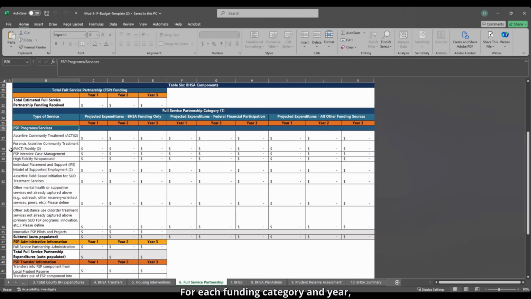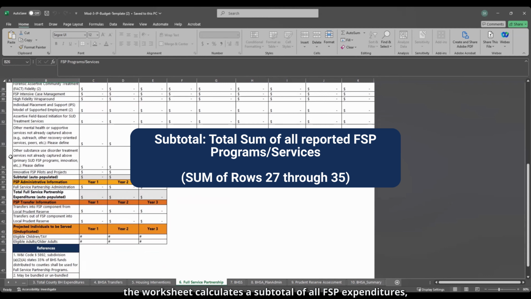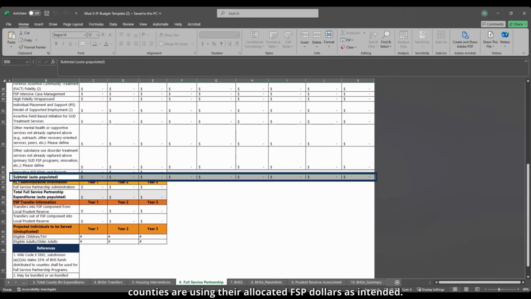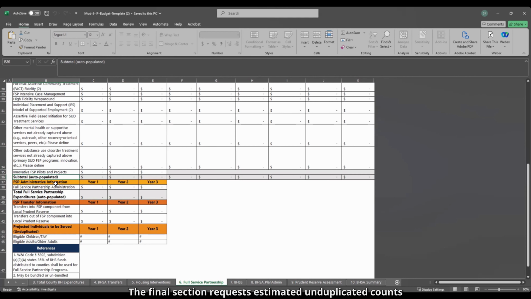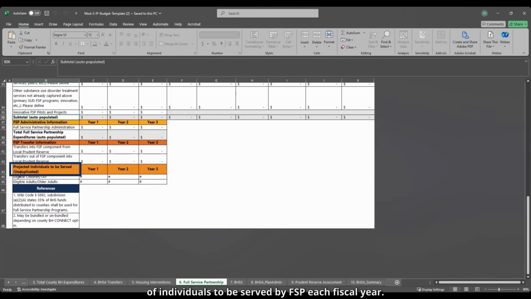For each funding category and year, the worksheet calculates a subtotal of all FSP expenditures, which rolls up to help verify funding consistency and ensure counties are using their allocated FSP dollars as intended. These subtotal rows are not editable and auto-populated. The final section requests estimated unduplicated counts of individuals to be served by FSP each fiscal year.